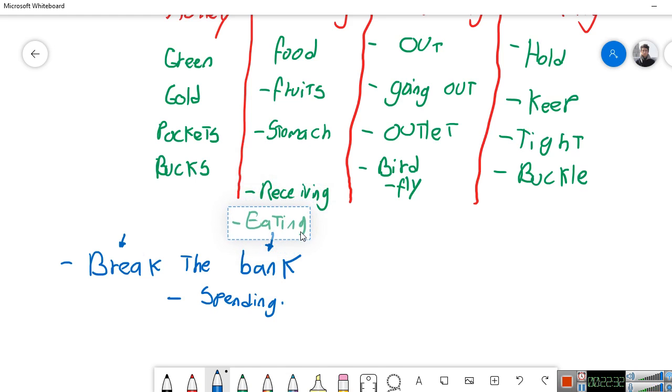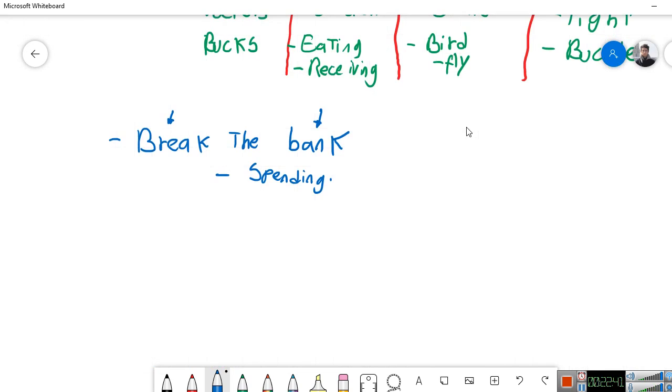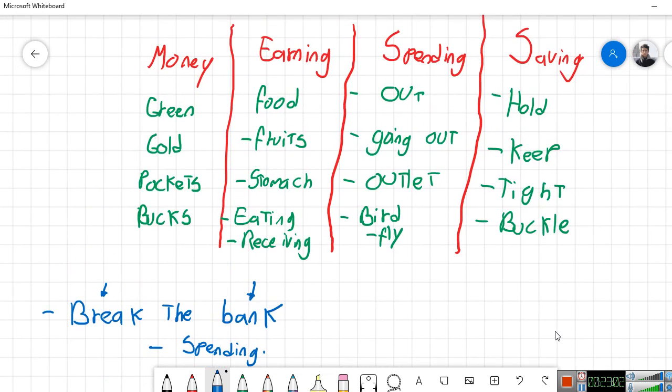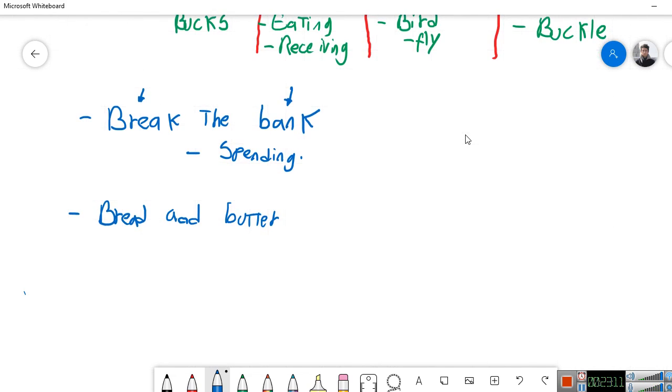And it's right here in the chart. Spending. You see it, guys, there? Okay. Break the bank. We also have bread and butter. So when someone says bread and butter, how do you know what they are talking about? Well, you see this little chart, and earning is related to food. So they're talking about earning money. Let me give you an example of that. I have a lot of bread and butter, I can say. That means I have earned a lot of money, maybe from my office or a restaurant that I have.